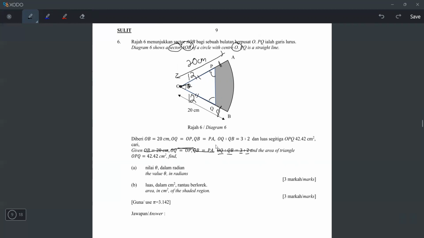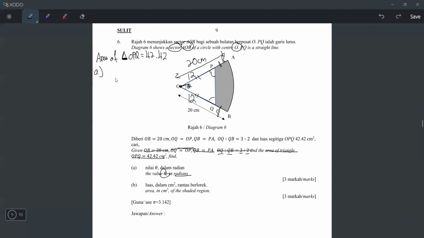Because they just told you it's sama panjang. And if this is 8, this is 8 also, right? Okay, now suddenly they say area of triangle is this. So let's write it down. So area, okay, let's not write here lah. Let's write here. So area of which triangle? OPQ. So triangle OPQ equals to 42.42. And then they say find the value of theta in radian.